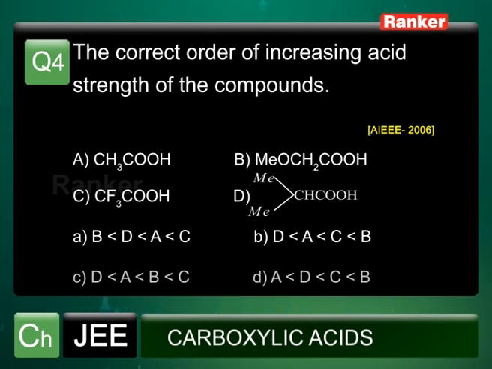Now the options given: acetic acid, and methoxy acetic acid. Methoxy group has a minus I effect, it cannot show plus M effect here. So methoxy is a minus I, therefore slightly stronger. And option C is trifluoroacetic acid. This has got 3 minus I groups, so therefore strongest acid. Option D is acetic acid with 2 methyls, that is the weakest acid here.